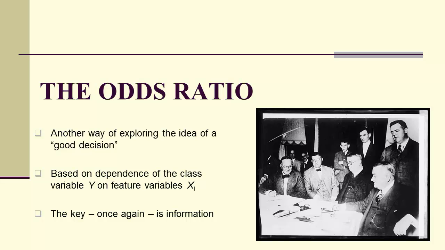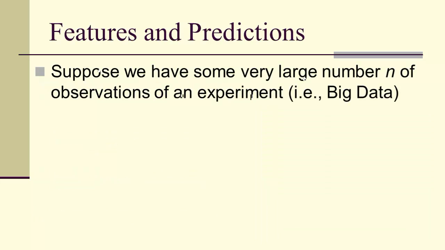The odds ratio. We're going to look at another way of talking about this idea of a good decision based on dependence and independence, and once again, our key concept will be information. Suppose we have some very large number n of observations of an experiment. In other words, suppose we have big data.